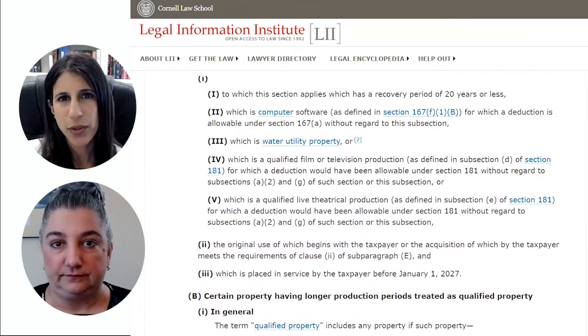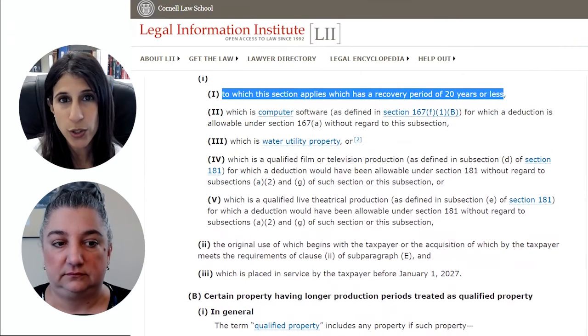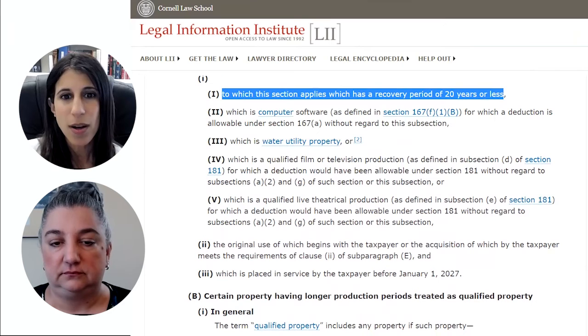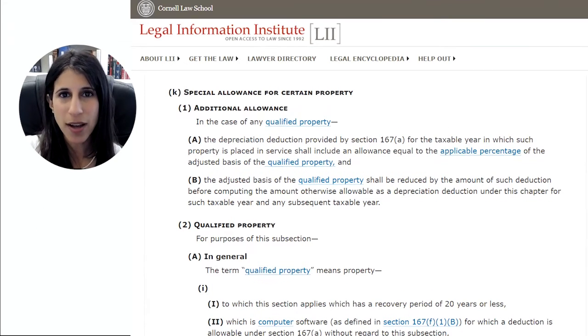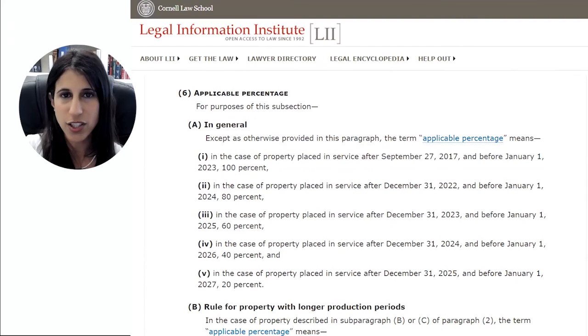What's significant about the recovery period being 20 years or less is that this essentially means that most real property, things like buildings, are not going to be eligible for the bonus depreciation deduction because they have a recovery period of longer than 20 years. If the taxpayer qualifies for the bonus depreciation deduction, then the amount of the deduction in the first year the property is placed in service is equal to the property's basis times the applicable percentage. But what is the applicable percentage? Section 168(k)(6) defines this term for us.